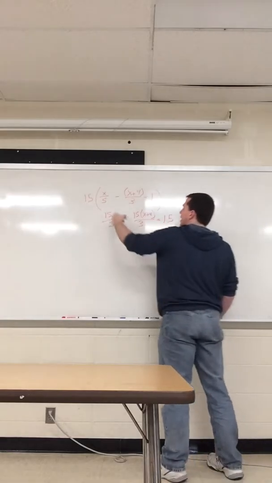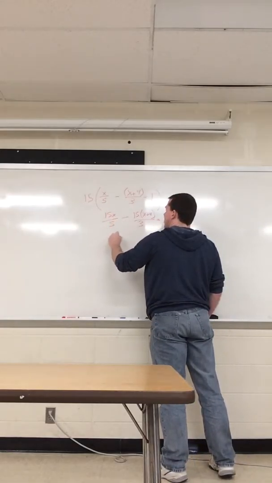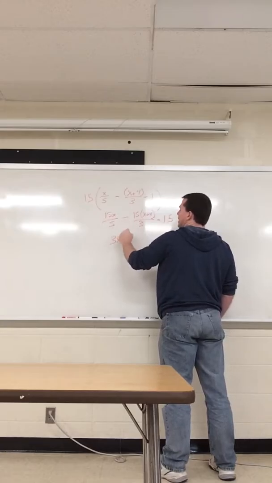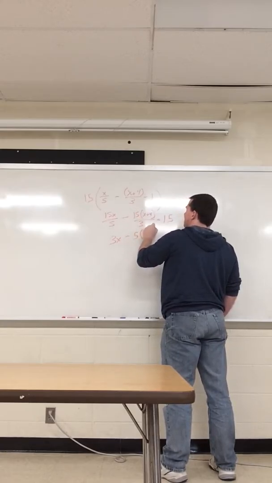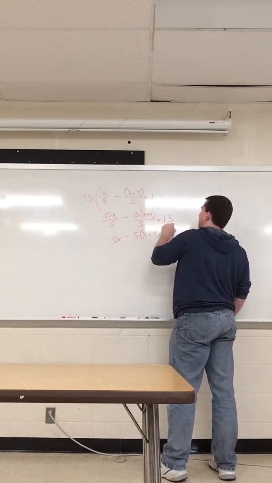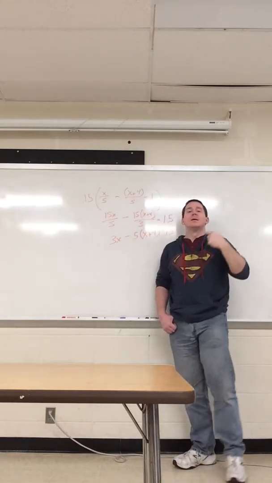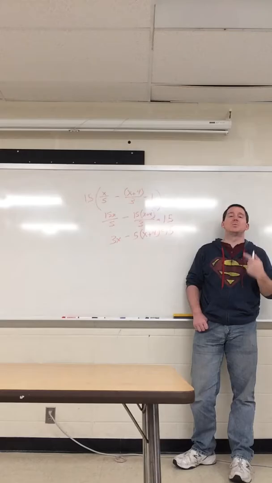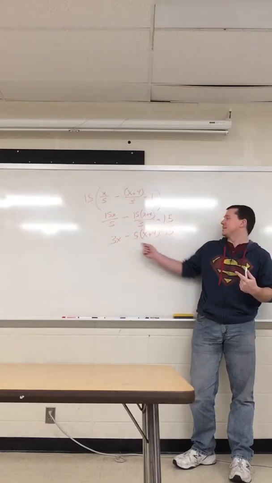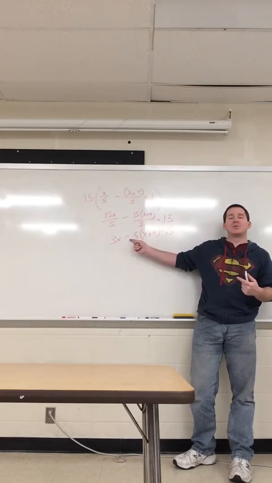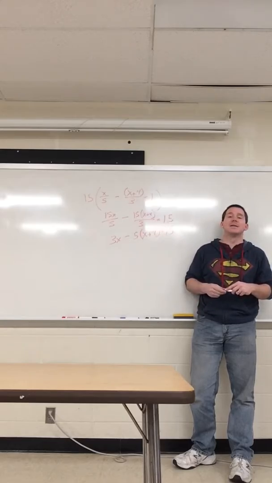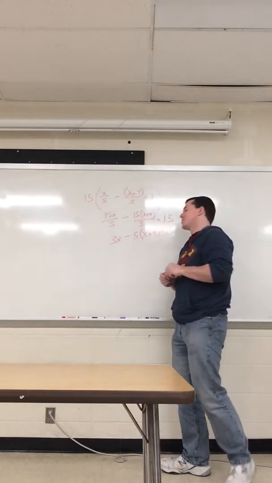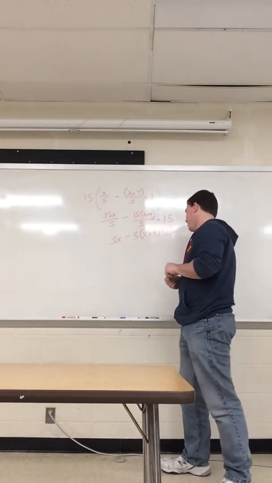Now simplify. 15 over 5 is 3, so that's 3x. Don't forget your negative. 15 over 3 is 5 times x plus 4 equals 15. I'll stop right there because we all know how to go from there. Same thing. Distribute. Make sure you distribute your negative in right here. Combine like terms, solve for x, and you're done. That's the first trick. There's one more little algebraic trick.